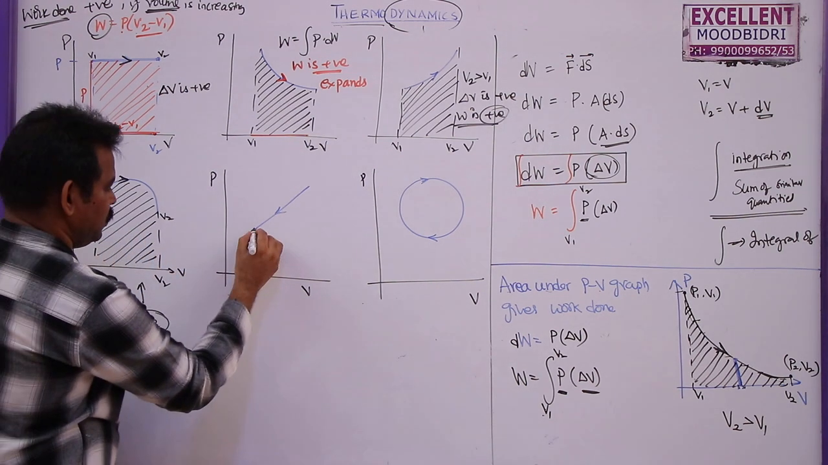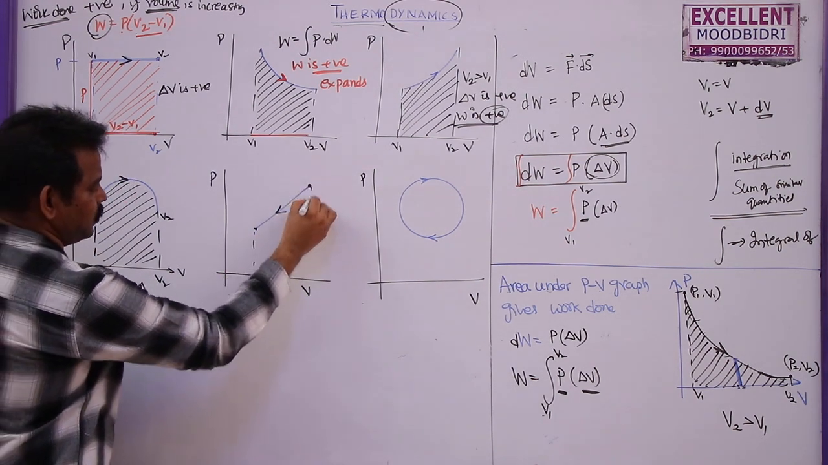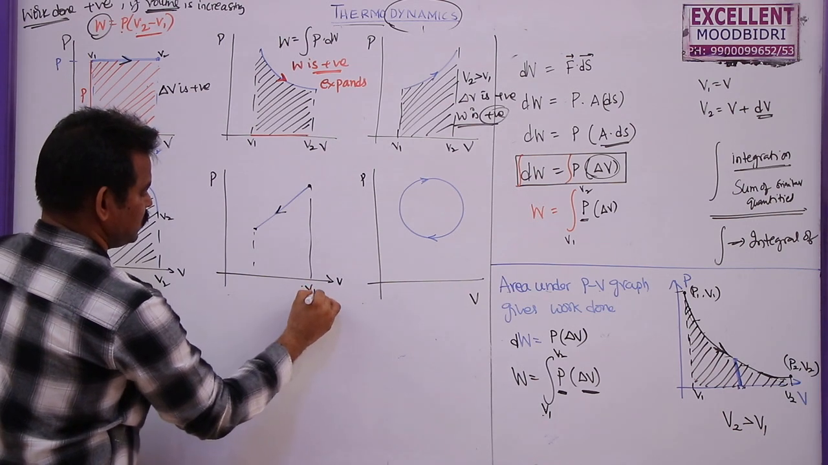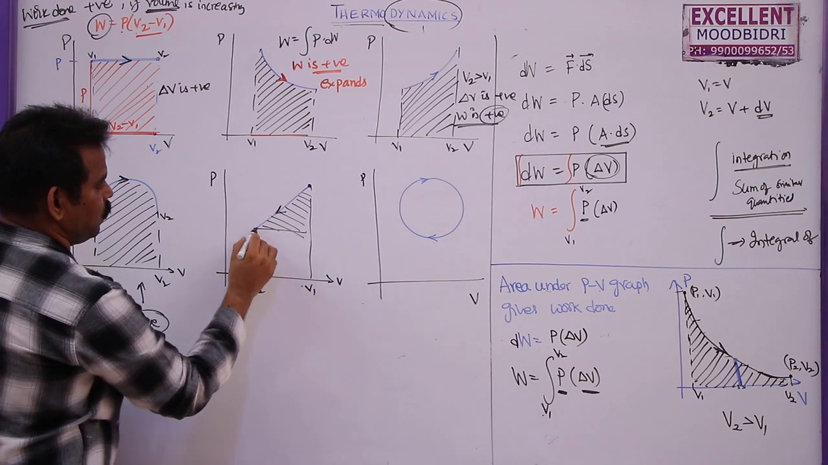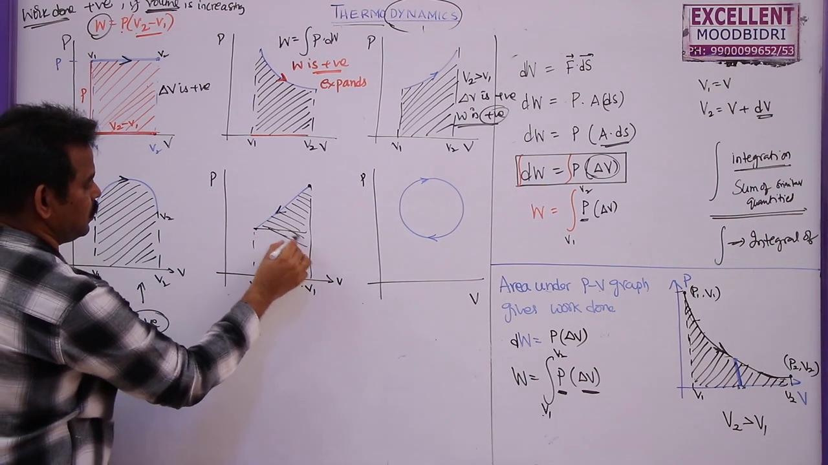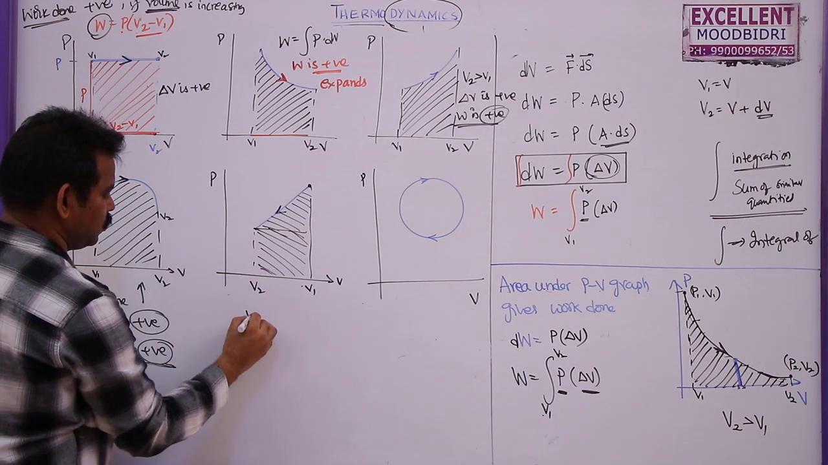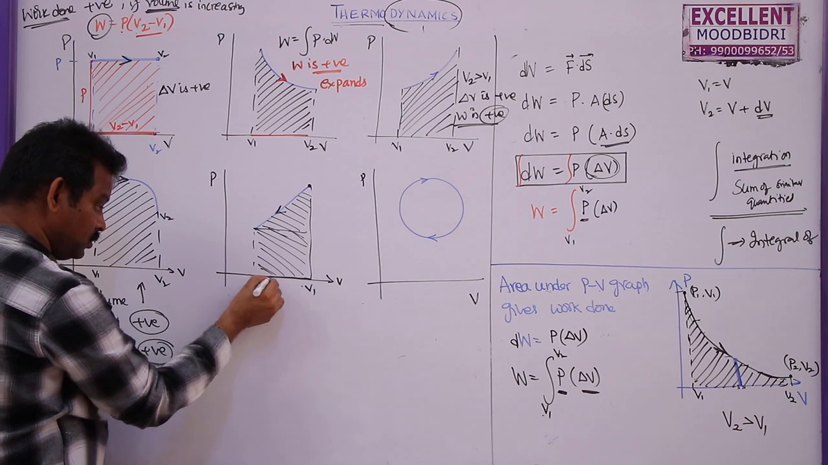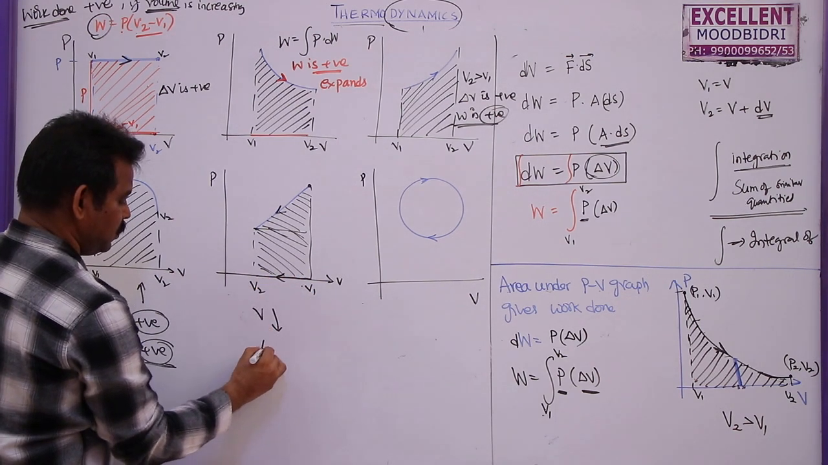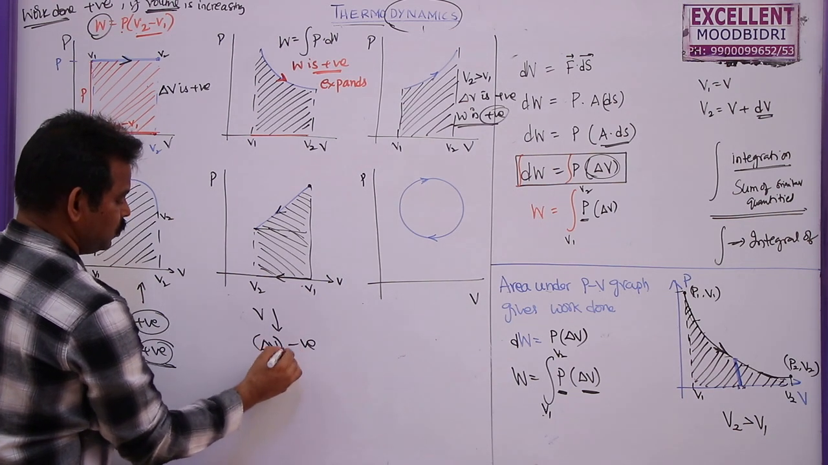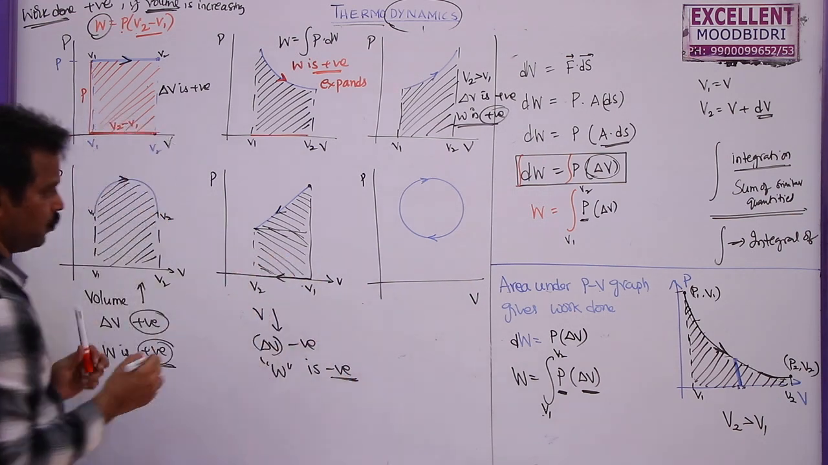So next point, here you can see this is an initial point and this is the final point because the arrow is shown like this. So here we can write this is V1, this is V2. For the area under this one, first you can find the area of this triangle and then the area of this rectangle. If you add these two, you will get the total work done. Here volume is decreasing, so delta V will be negative. Therefore work done in this case is negative.